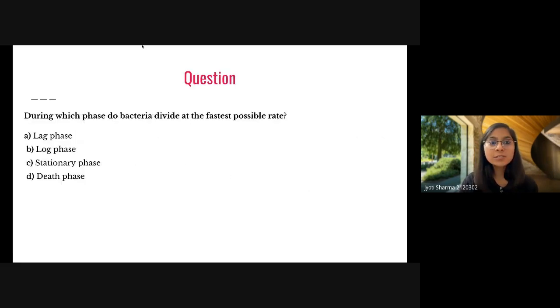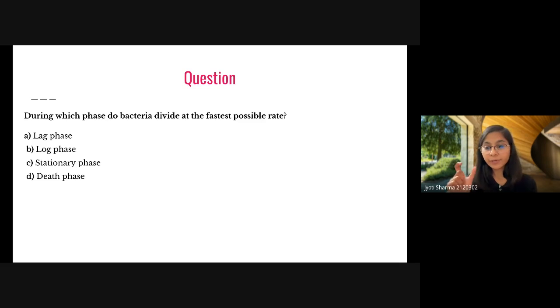This first question is on the growth curve of bacteria. During which phase do bacteria divide at the fastest possible rate? If you have seen the bacterial growth curve, then we have four phases: lag phase, log phase, stationary phase, and death phase. You have to tell me in what phase bacteria divide at the fastest possible rate. You can write your answer in the chat box. Even if you give me the wrong answer, don't worry, because I will correct you.